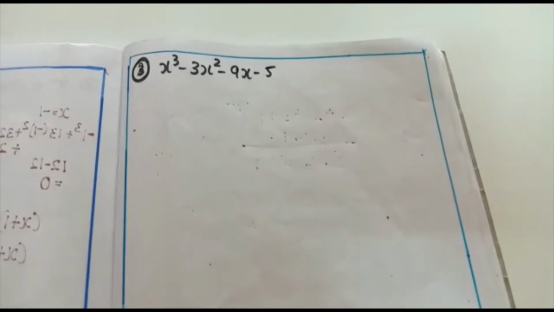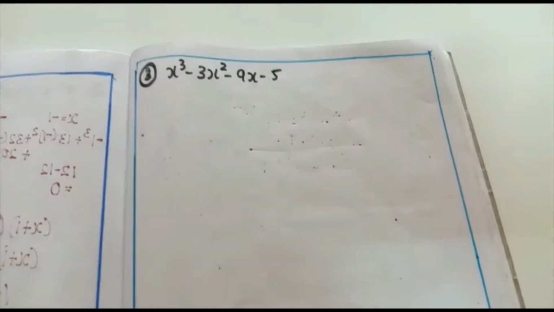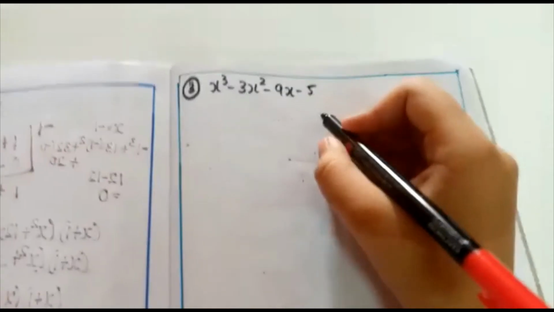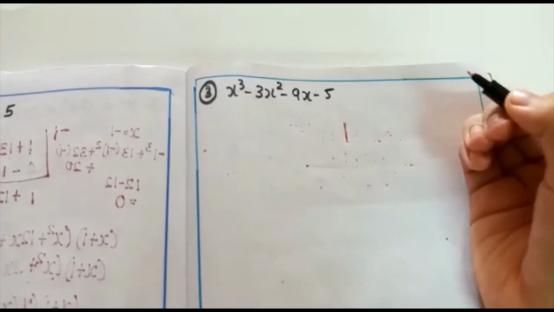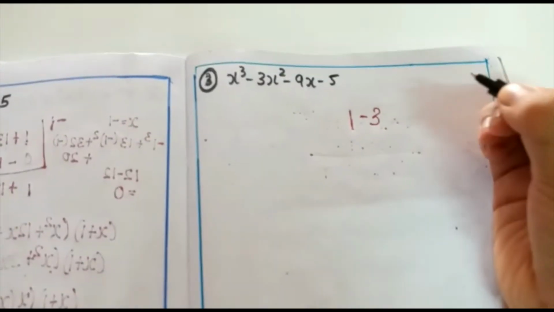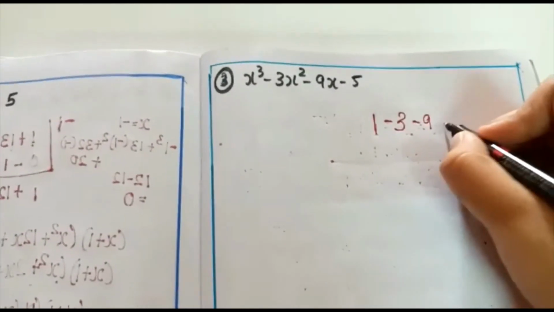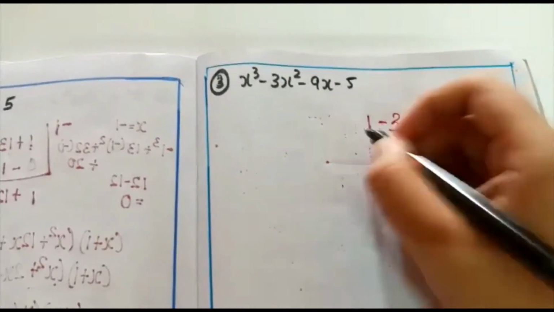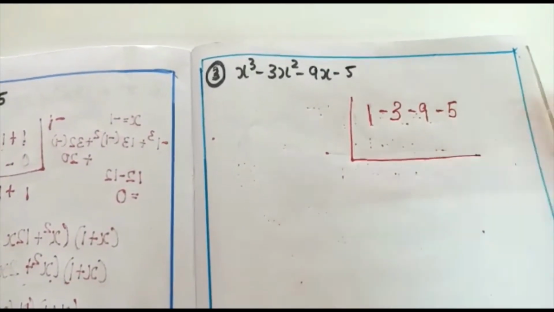So our third sum is x cube minus 3x square minus 9x minus 5. So first we write the coefficients. Coefficient of x cube, 1. Coefficient of minus 3x square, minus 3, write it with the sign. Coefficient of minus 9x, minus 9. And the term minus 5. Create a line like this, just like division.